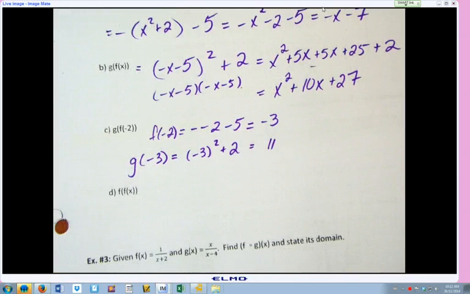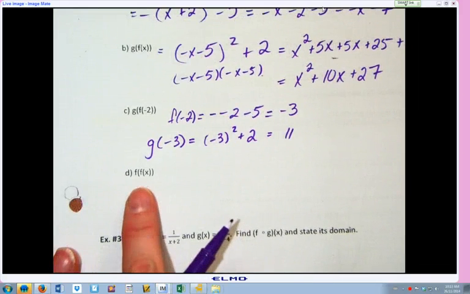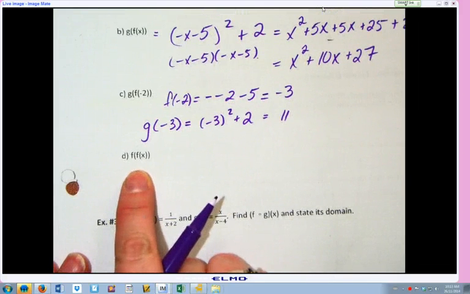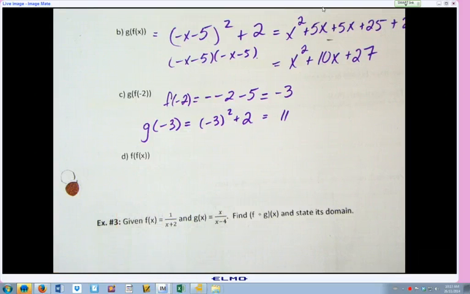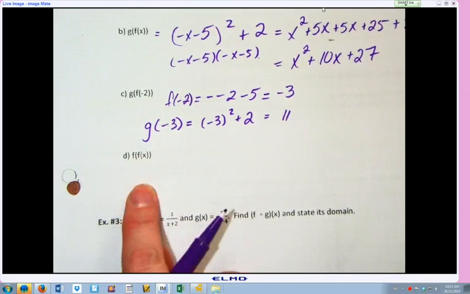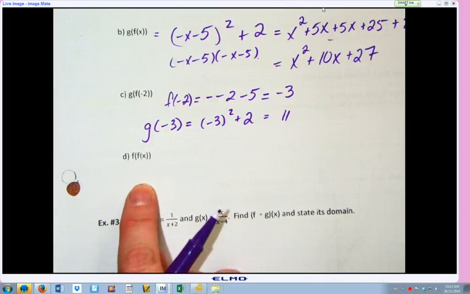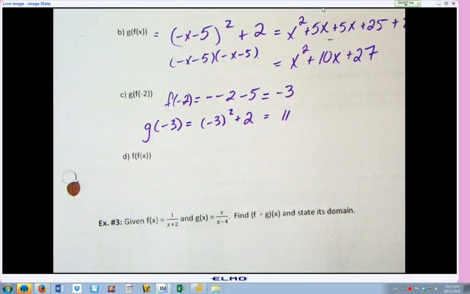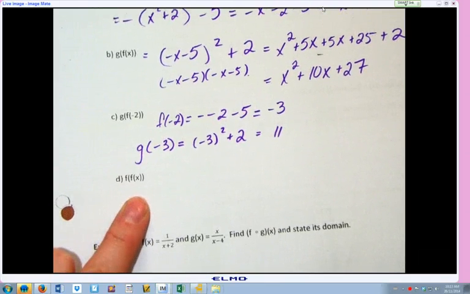F of f of x, what the heck is that? How can we put a function into itself? Okay, well, have you ever put bread into your toaster and you wait and it pops up but it's not toasty enough? What do you do? You put it back in. That's what this means. You're putting it into itself. You put the bread in, pops up, not toasty enough, pops up, then usually it's burnt and you have to start over. So this means we're putting f into itself.